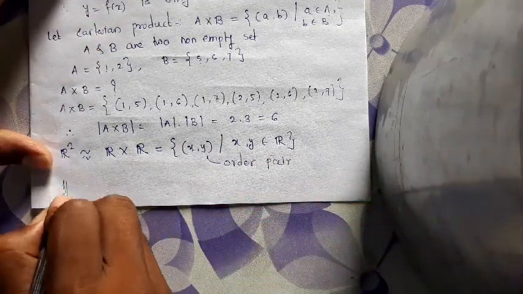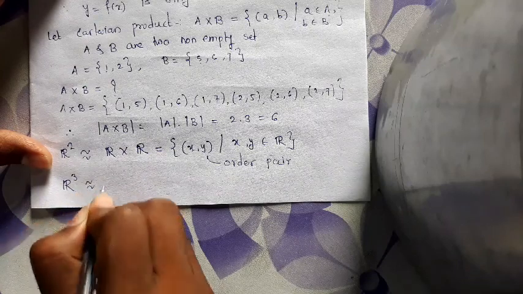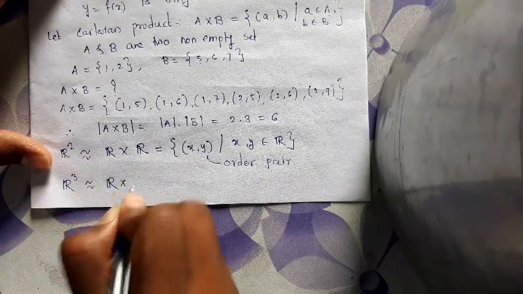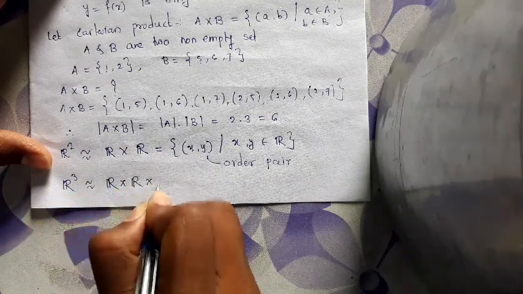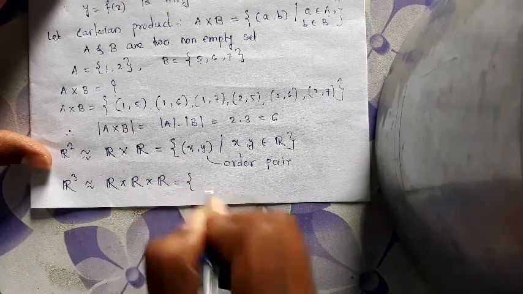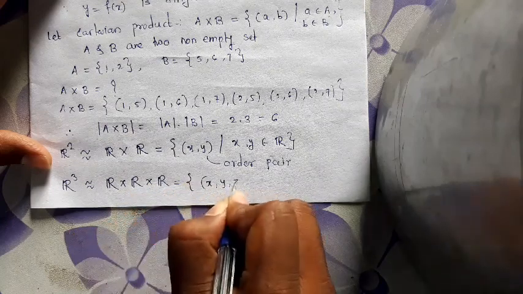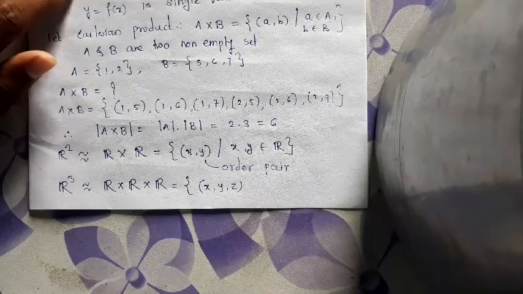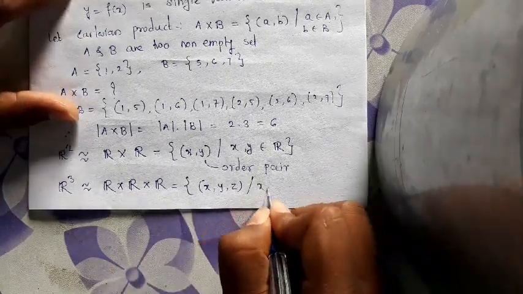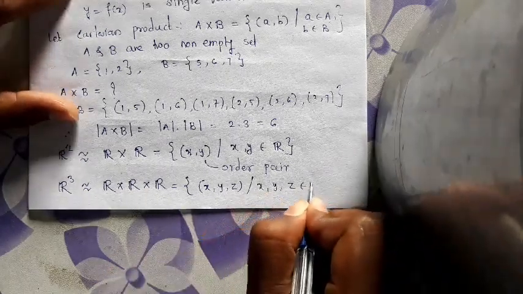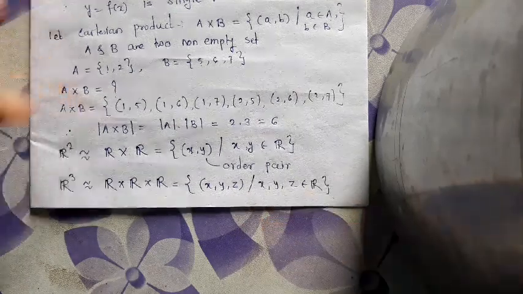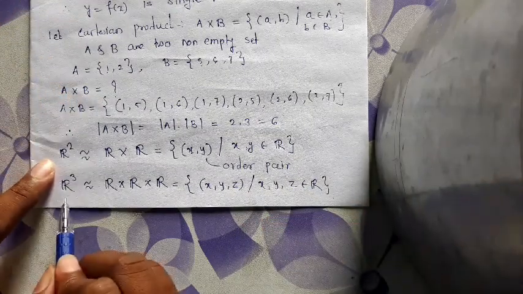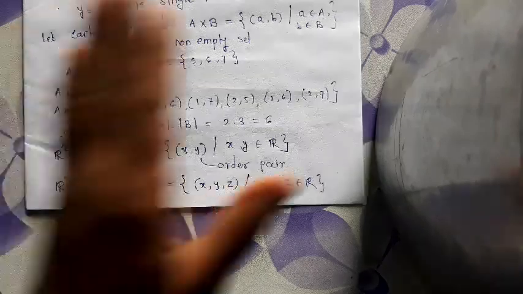Similarly for R3, we can take the Cartesian product 3 times of R. So what we get? 3-tuple elements (x, y, z) such that x, y, z belong to R. So this is R2, 2-dimensional, and R3, 3-dimensional vector spaces. In short, we will discuss 2-dimensional and 3-dimensional.